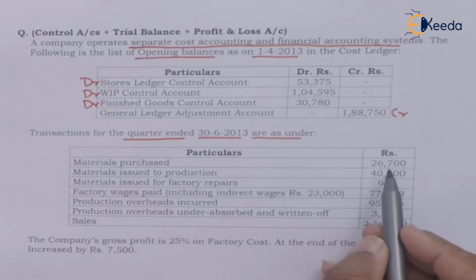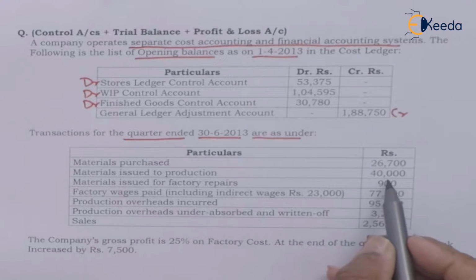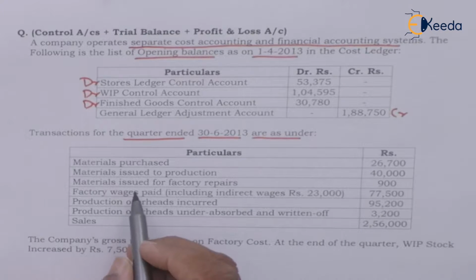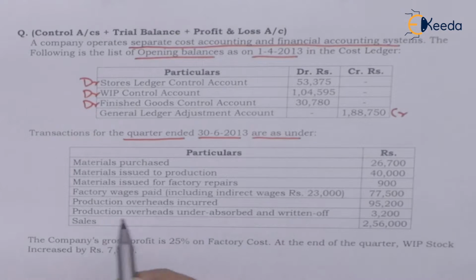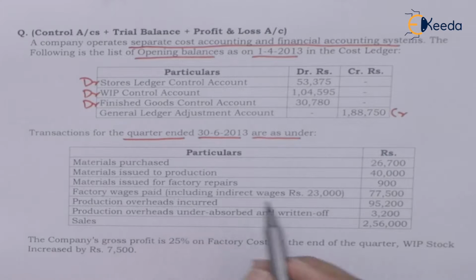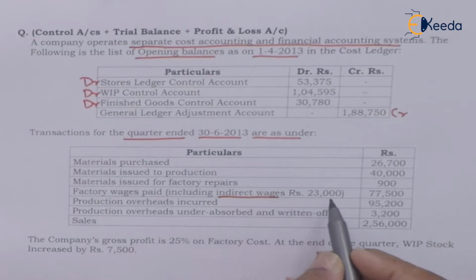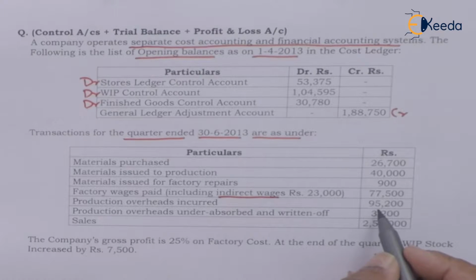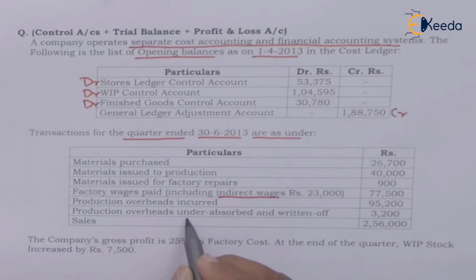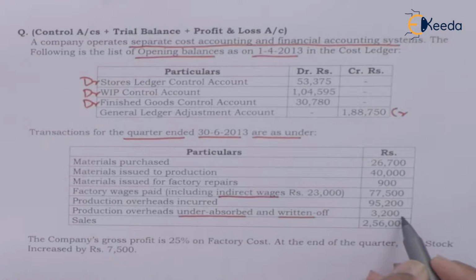Material purchased 26,700. Material issued to production 40,000. Material issued for factory repairs 900. Factory wages paid 77,500 including indirect wages 23,000. Production overheads incurred 95,200. Production overheads under absorbed and written off 3,200.